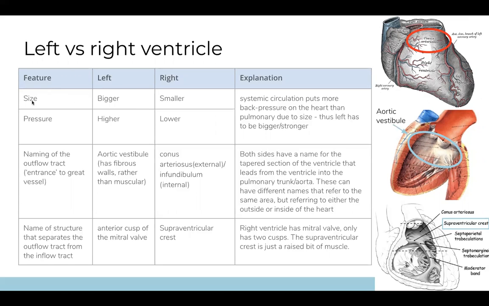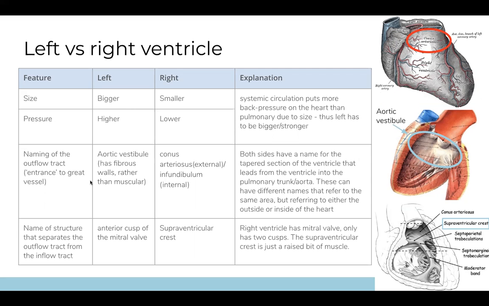So in terms of size, the left ventricle is bigger than the right ventricle. And the pressure in the left ventricle is higher than that in the right ventricle. And the reason for that is that, well, if you think about your right side, it's just pumping to the lungs. Your lungs, they're pretty big, but not nearly as big as your entire body. So that's why your left ventricle has to be bigger. It has more muscle and needs to be able to pump harder to get blood to the body. And that's also because the systemic circulation puts a lot more back pressure on the heart than the pulmonary circulation does. Therefore, the left heart has to be bigger and stronger.